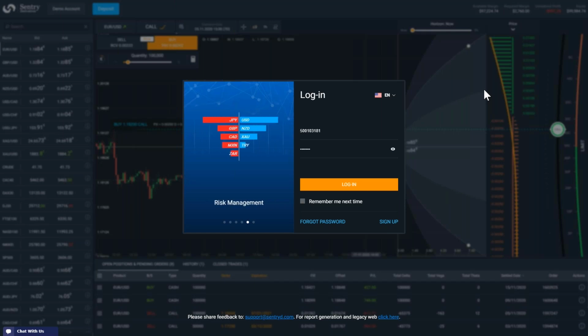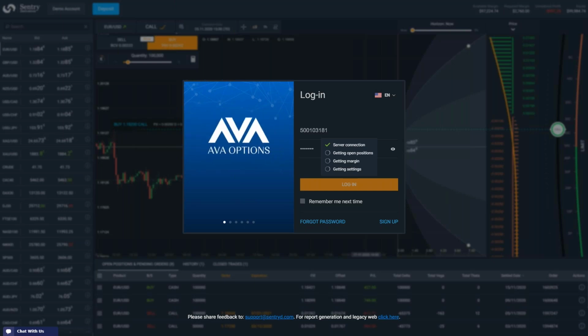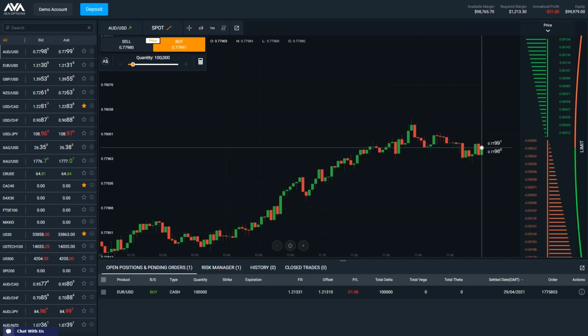In front of you on the screen, you see the login screen for our options platform. I'm going to log in with this demo account that I've created. You can log in from avatrade.com and just click on web trading next to your Ava Options account. If you don't have one, please create one.